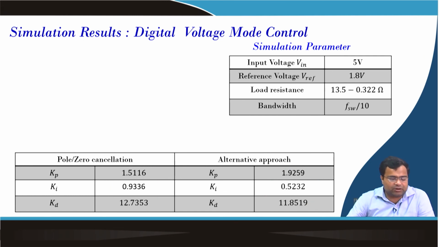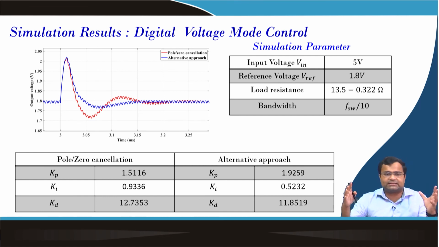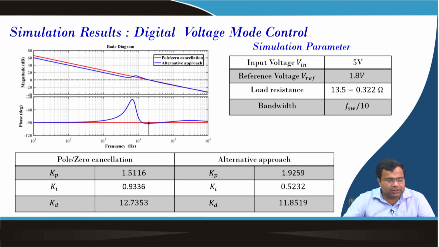And this is the step down transient response, and it is far superior, whereas the stable pole zero cancellation is sort of oscillatory, because exact cancellation is not possible and it cannot damp out properly particularly in the light load condition, when the load resistance is high. And this is again the loop transfer function.